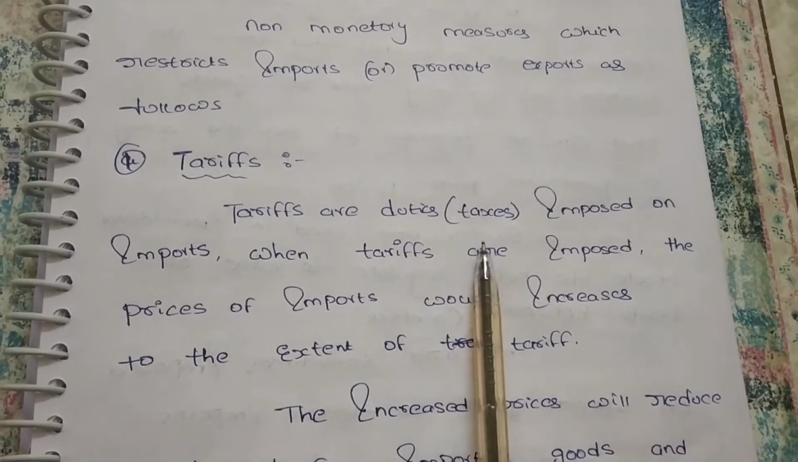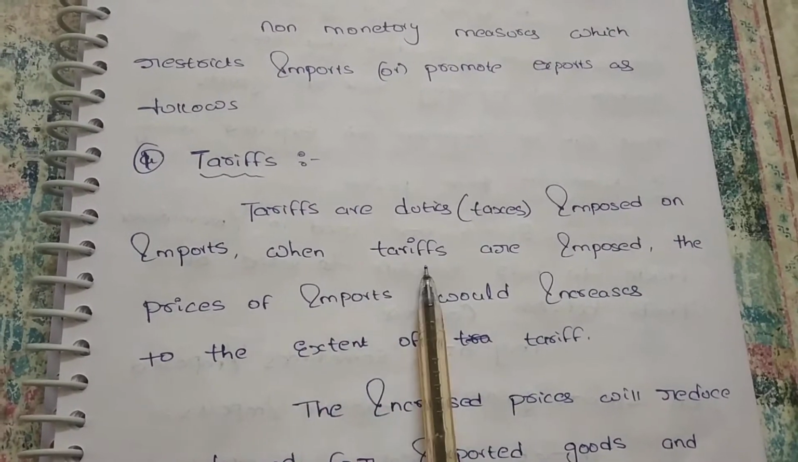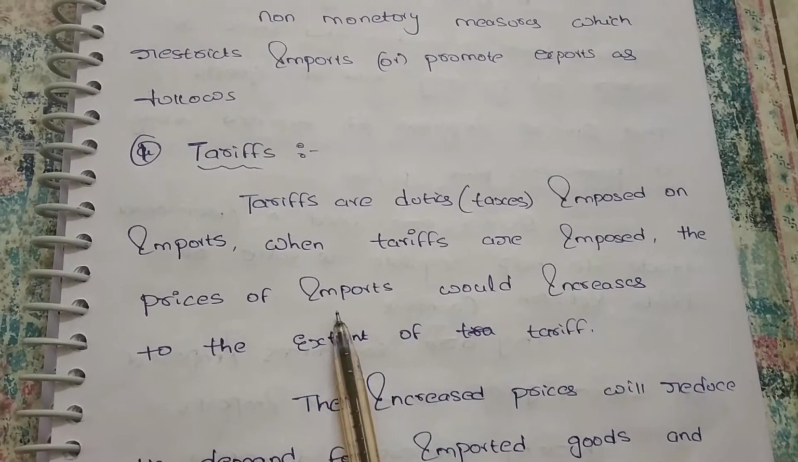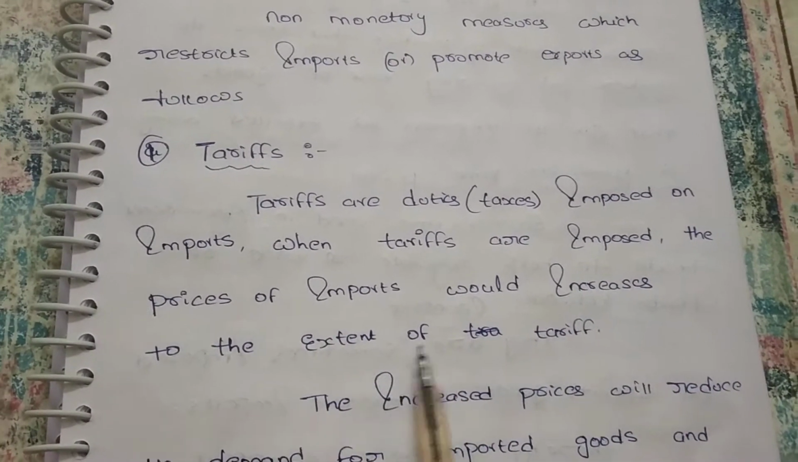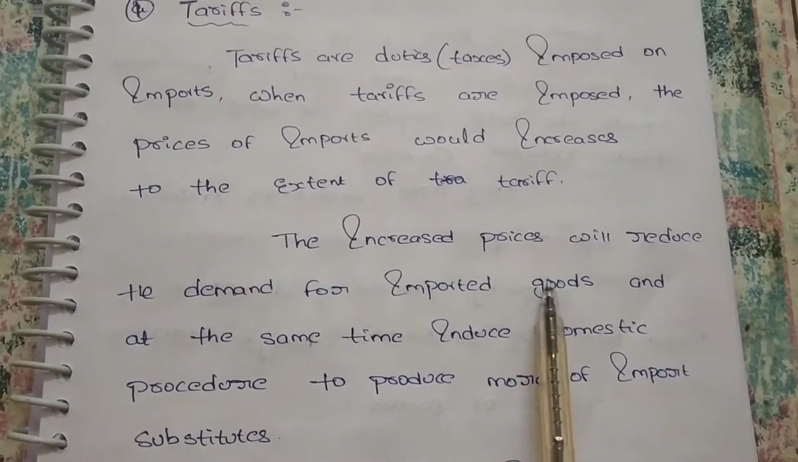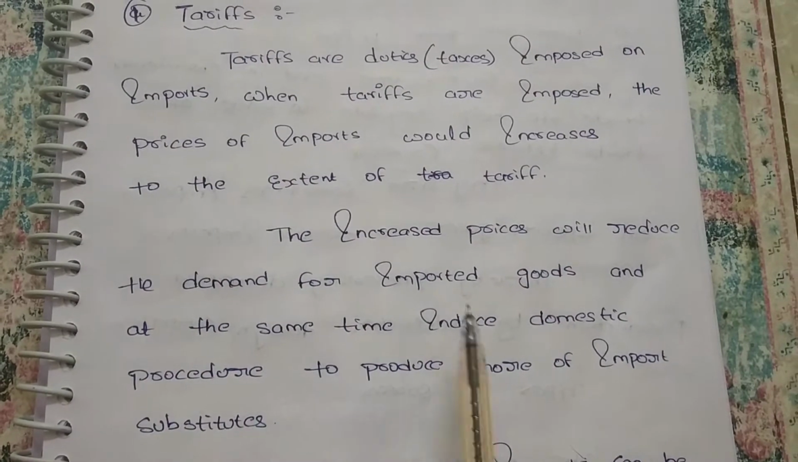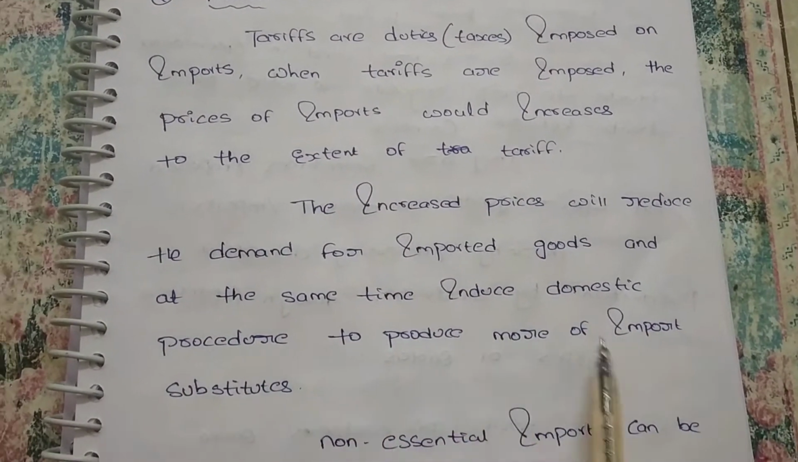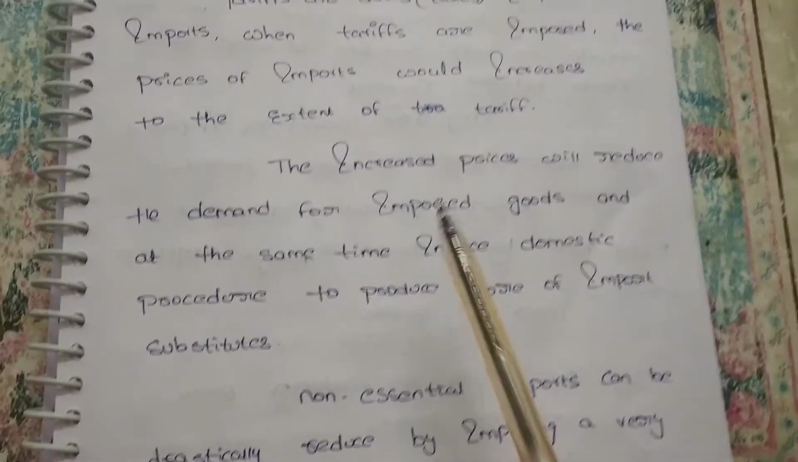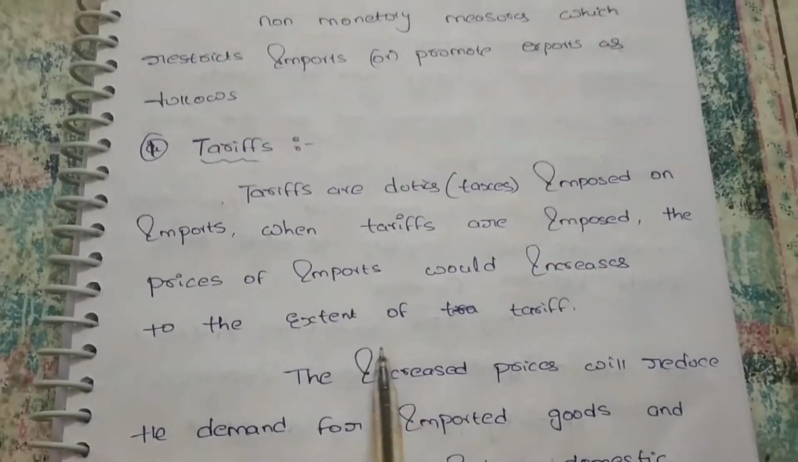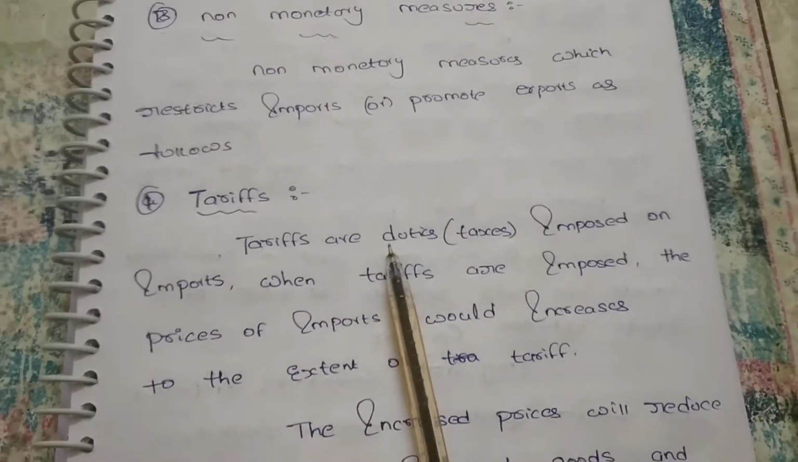Tariffs are duties, taxes imposed on imports. Where tariffs are imposed, the prices of imports would increase to the extent of the tariff. The increased price will reduce the demand for the imported good and at the same time induce domestic producers to produce more import substitutes. What is this? Tariffs are duties.